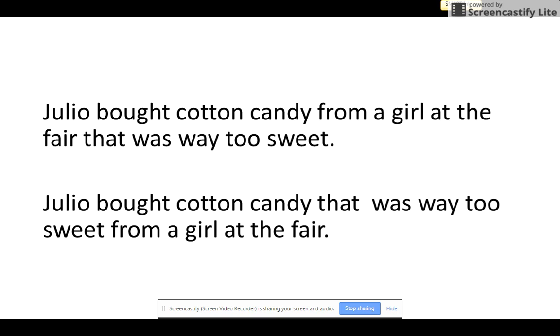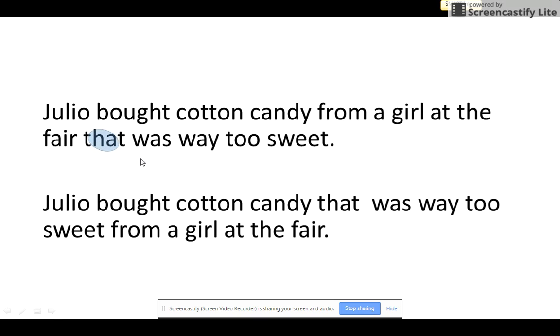Take a look at another example. Julio bought cotton candy from a girl at the fair that was way too sweet. And then we have another sentence. Julio bought cotton candy that was way too sweet from the girl at the fair. This example is kind of like your worksheet where we're looking for which sentence is vague. In other words, which sentence is unclear. So our trick is the first thing we need to do is find our pronoun. Notice our pronoun is the T pronoun this time. It's still relative. It's that.